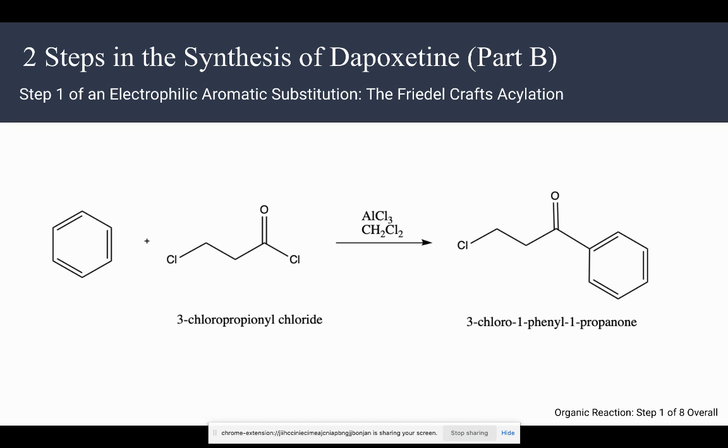First off, I will be talking about the synthesis of dapoxetine. In this step, we will be creating a ketone. We have a benzene ring and an acyl chloride that will be reacted together with an aluminum chloride catalyst. The first step of this reaction is to turn the acyl chloride into a good electrophile that will be able to break the aromaticity of the benzene ring and acylate the benzene ring.